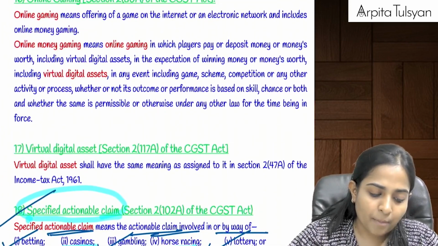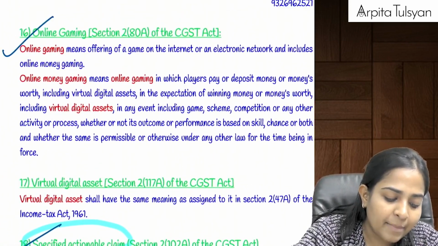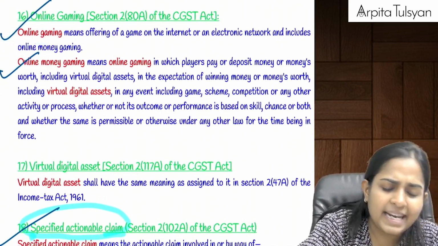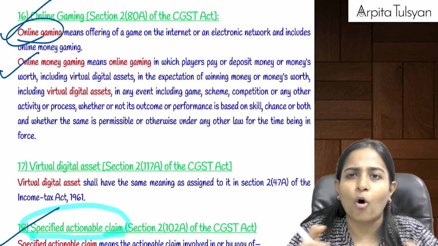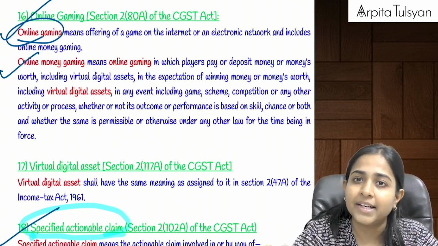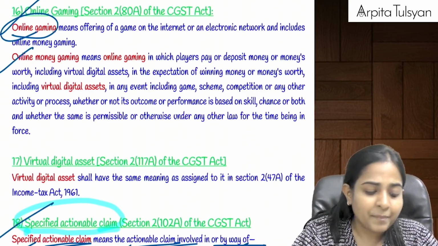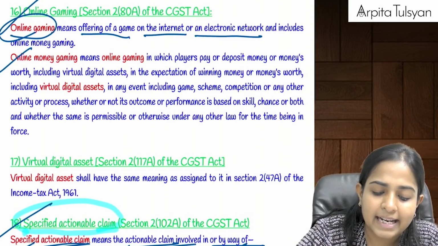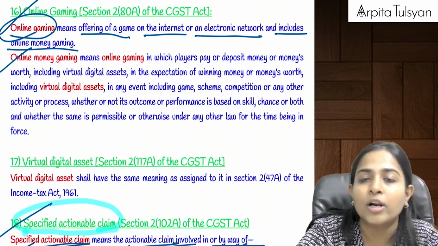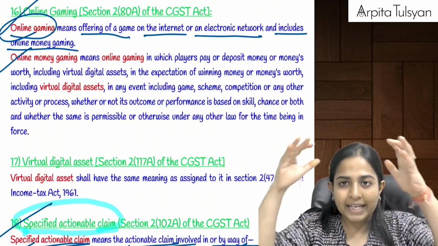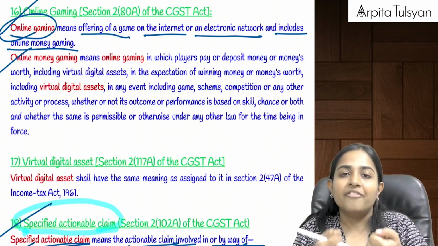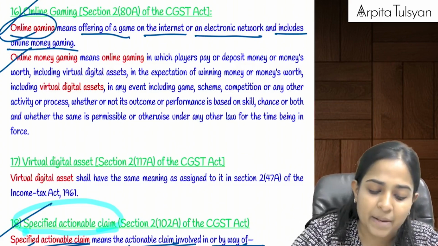Now ma'am, what do you mean by online gaming and online money gaming? Now see, what are they telling? Online gaming, do you normally understand the term online games? Dream 11, for example. So online gaming means offering of a game on the internet or an electronic network and includes online money gaming. So online gaming is a big term. Within that, online money gaming is included.